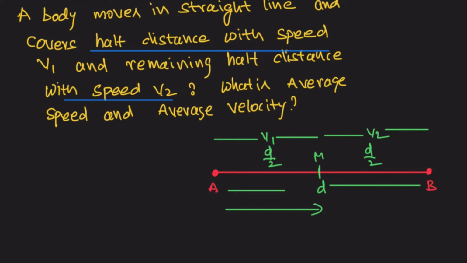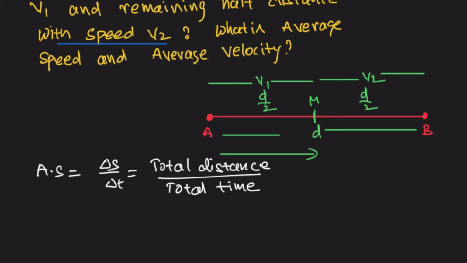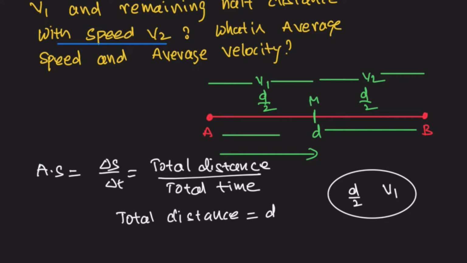Let's calculate the average speed. What is the average speed formula? Delta s by delta t, that is total distance by total time. What is the total distance here? That is D. Now what is the total time? See here, the first half distance, D by 2, is covered with speed V1. Now I want to calculate the time for this situation.